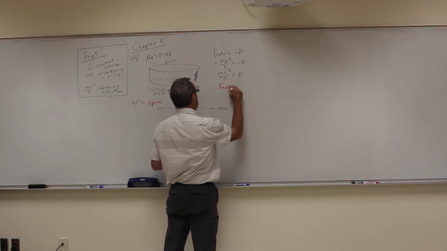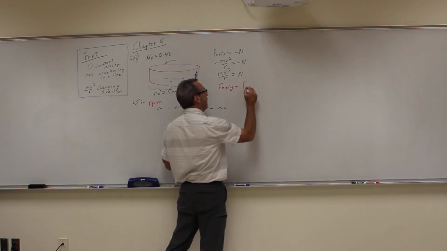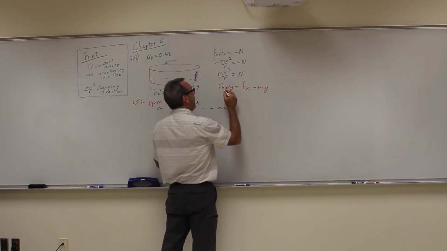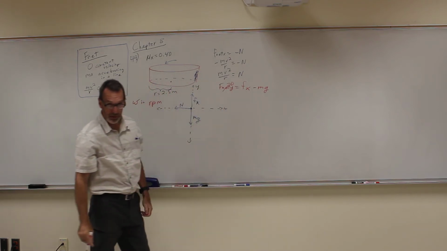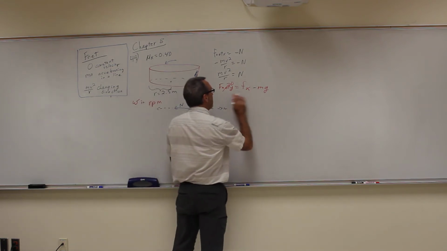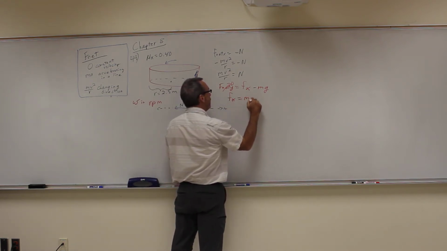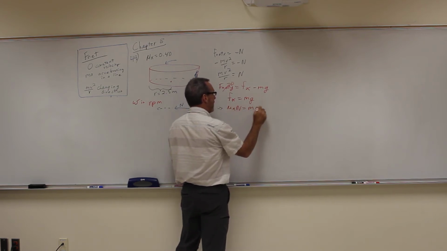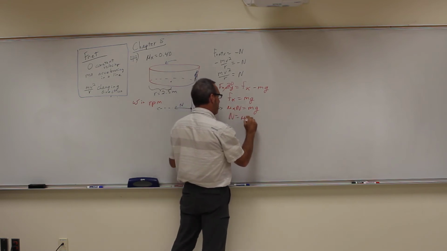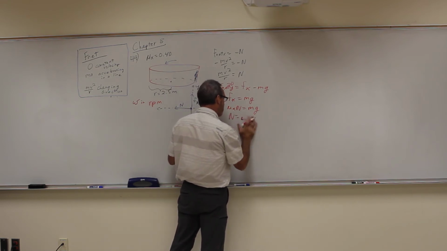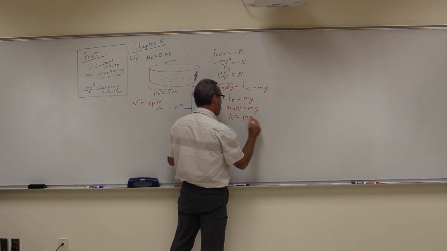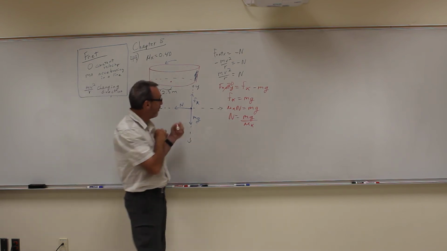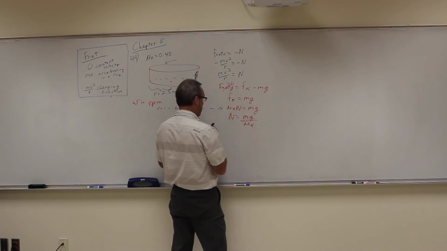Now at F net y, we have the friction force, positive, minus gravity. And we don't want them moving up or down. That's the whole goal, that they're pinned to the wall. So we'll move this over here, and kinetic friction is just going to be equal to mg. Remember, kinetic friction is equal to mu sub k times the normal force. And then the normal force is going to equal mg divided by mu sub k, if I'm just solving that for the normal force. Now I can plug this back into here.